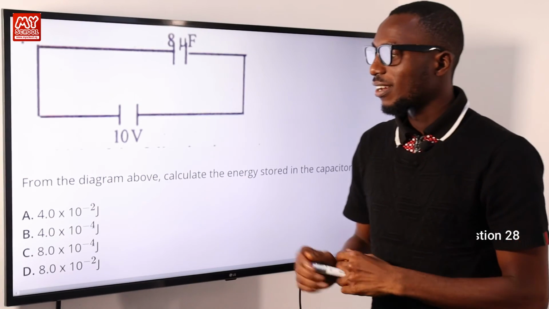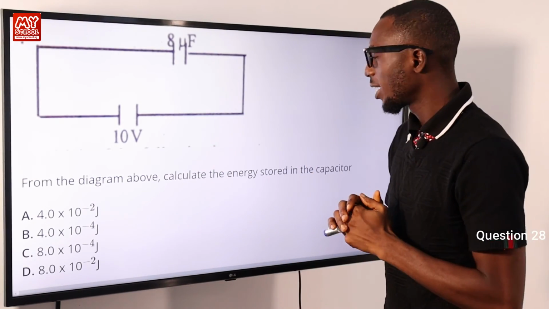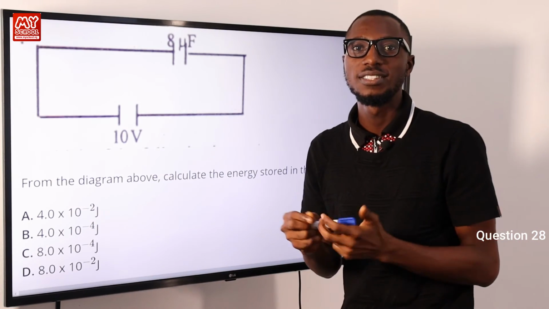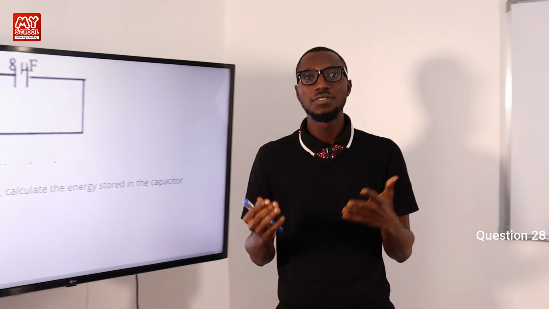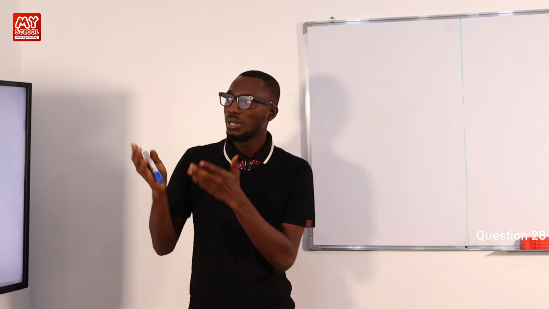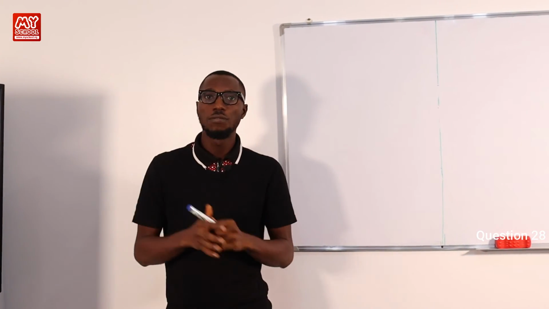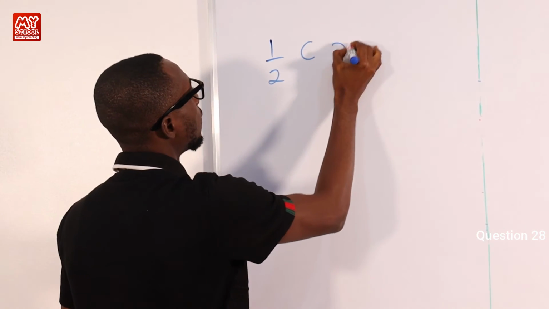Question 28. From the diagram above, calculate the energy stored in the capacitor. We recall that the energy stored in a capacitor equals half CV squared, where C is the value of the capacitor and V is voltage. So that is half CV squared.